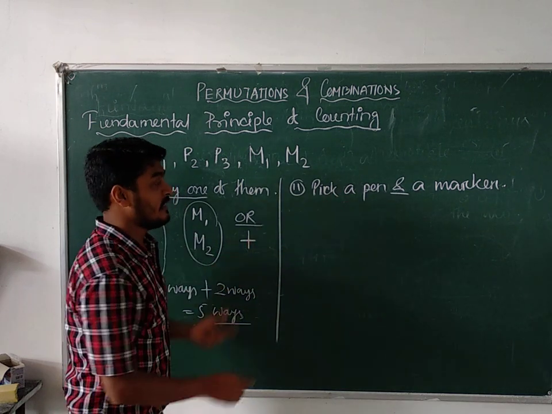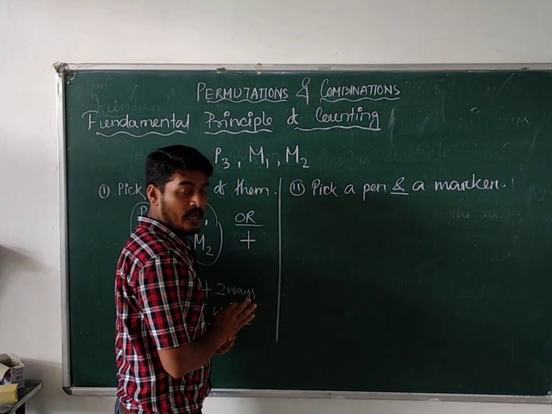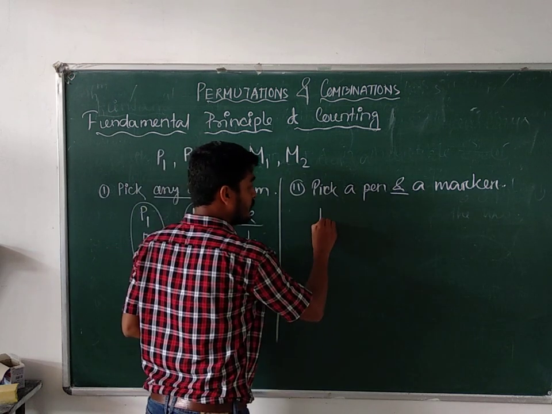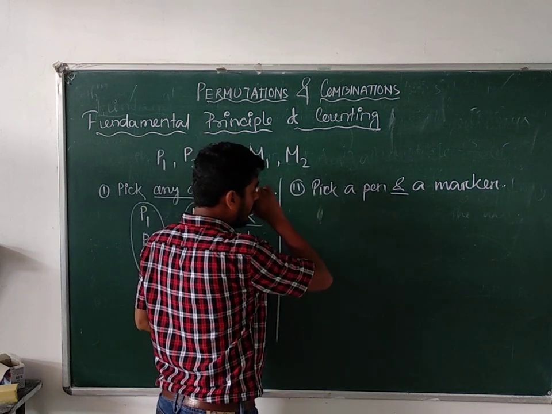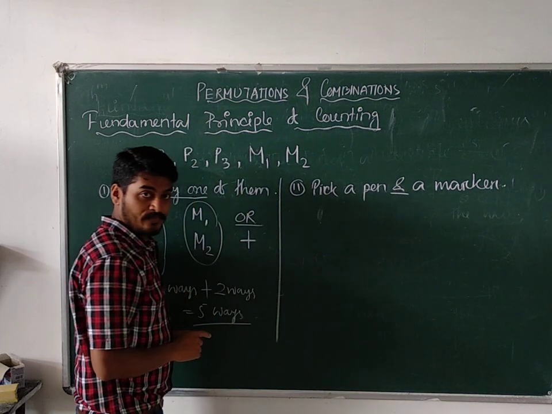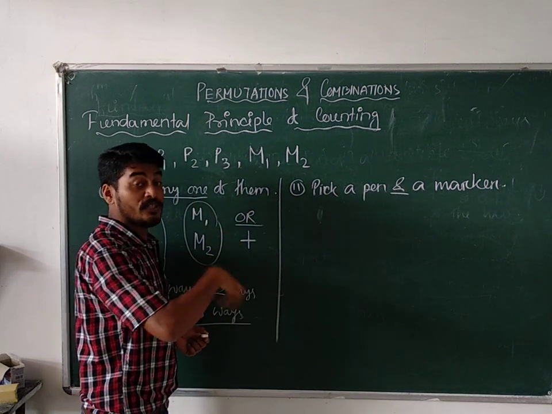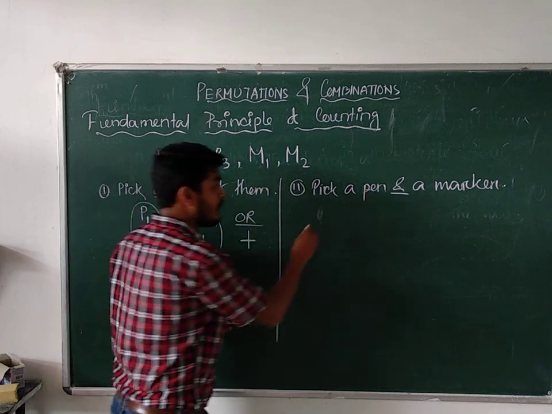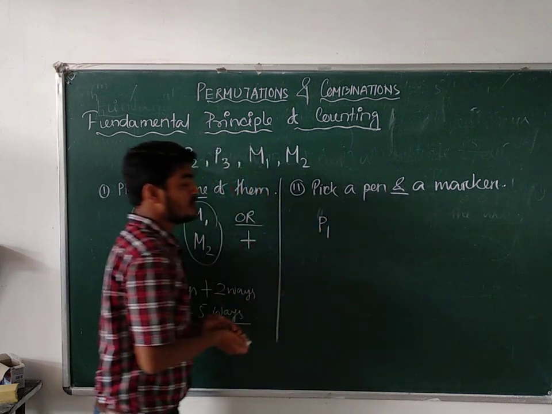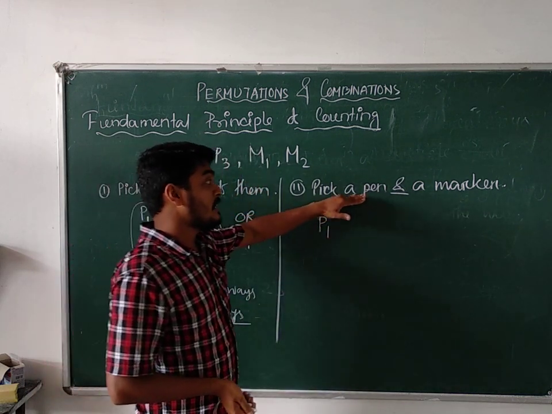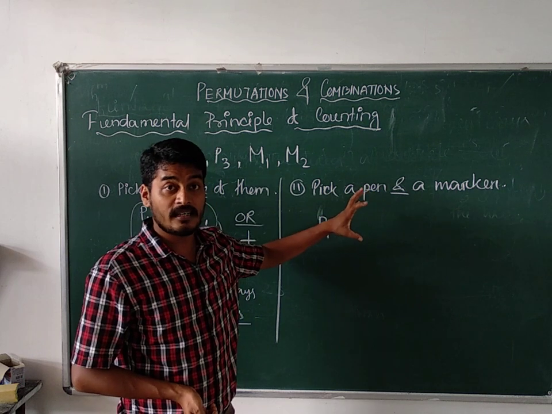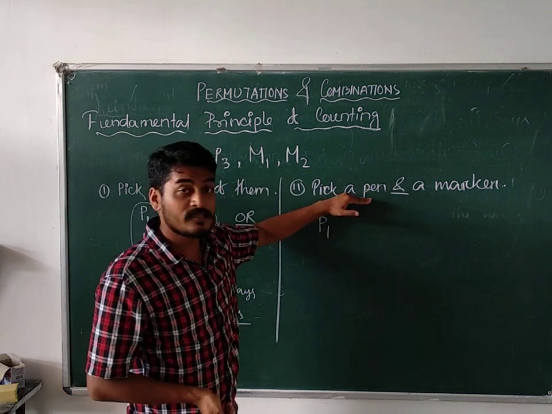So initially, first of all, we will try to select a pen. How many different ways? After selecting the pen, we will try to select a marker. Suppose you have selected pen 1. You have to select a pen and a marker, both the objects. First of all, you have to select a pen.